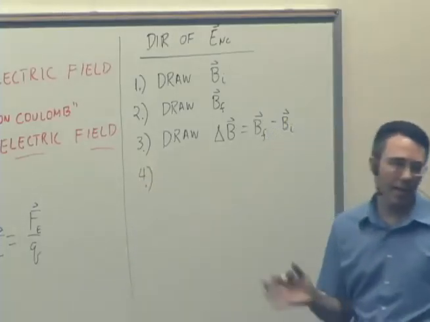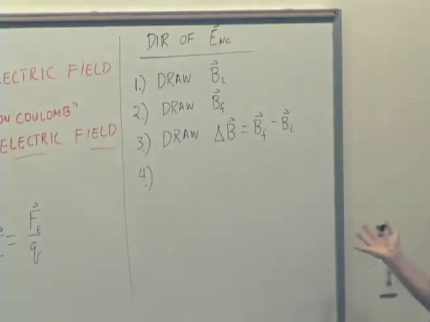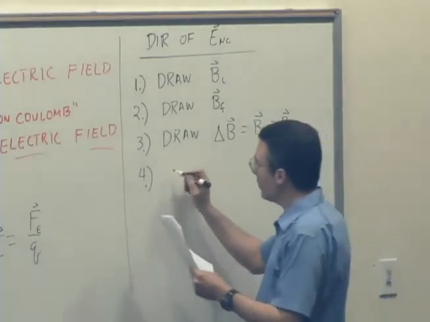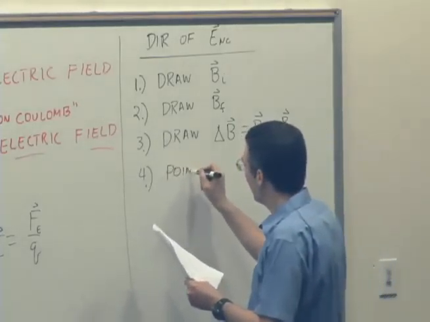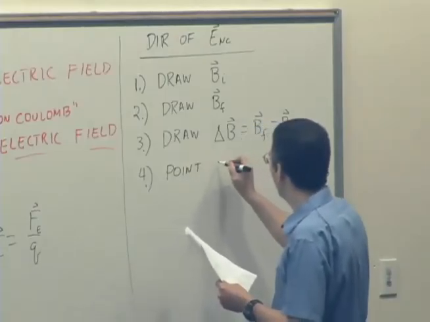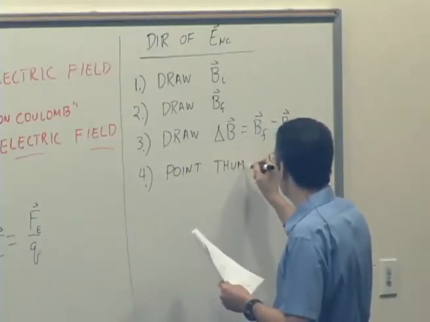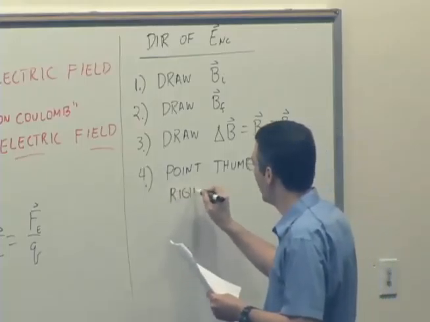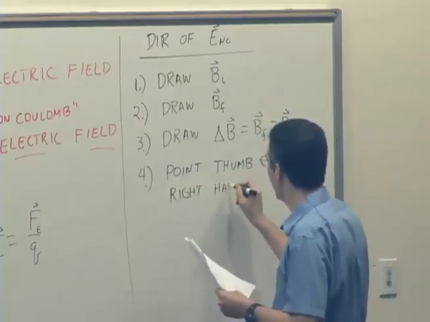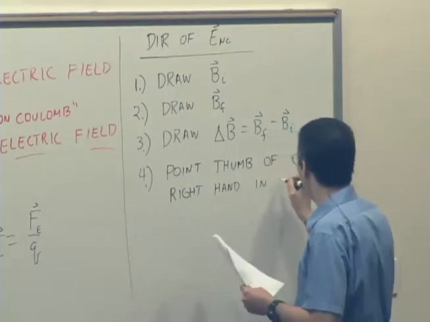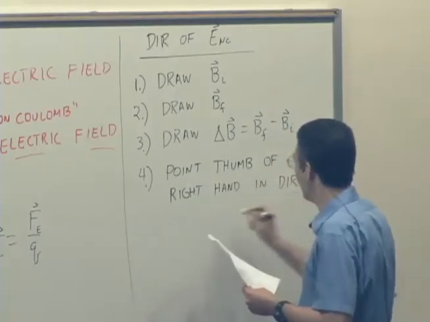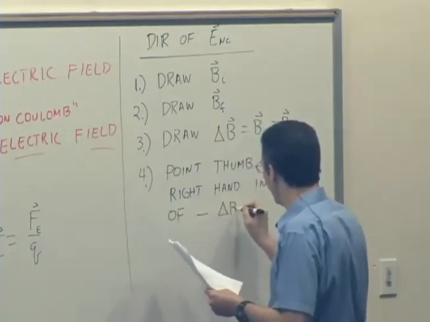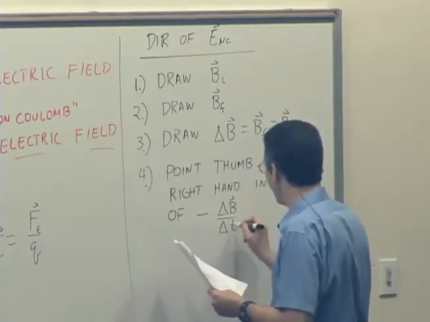And then there's yet another right-hand rule. Sorry, but we just can't avoid it. And the way it works is this. Point your thumb of your right hand in the direction of negative delta B over delta T.